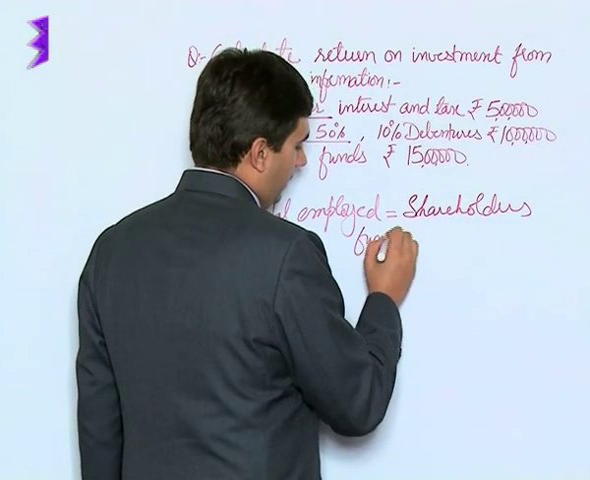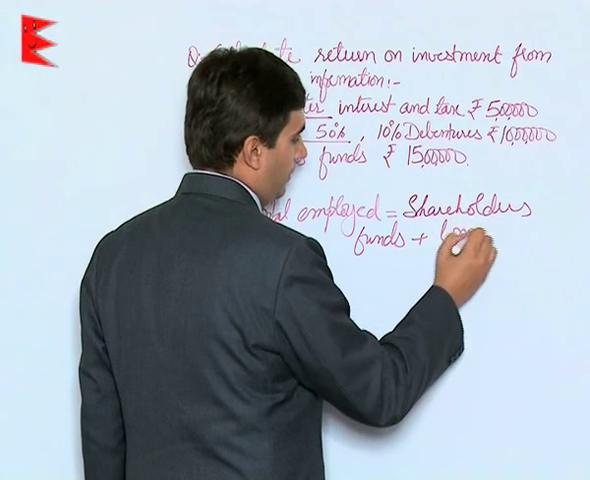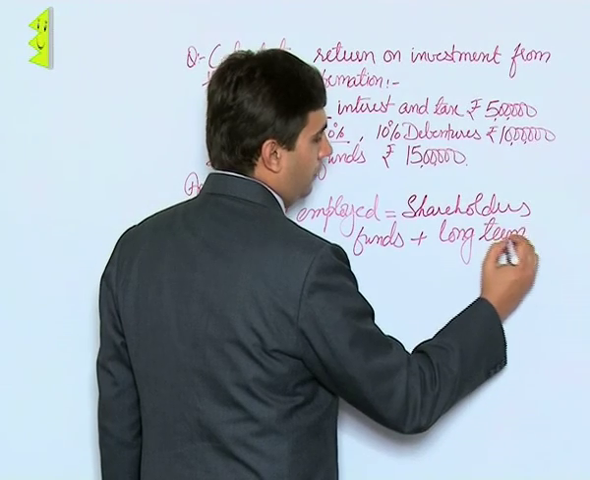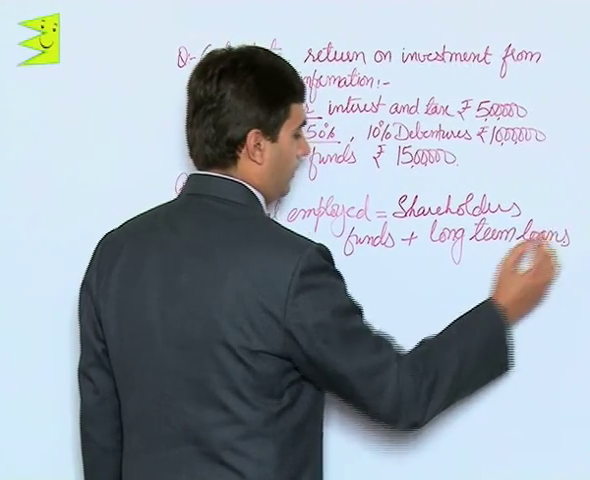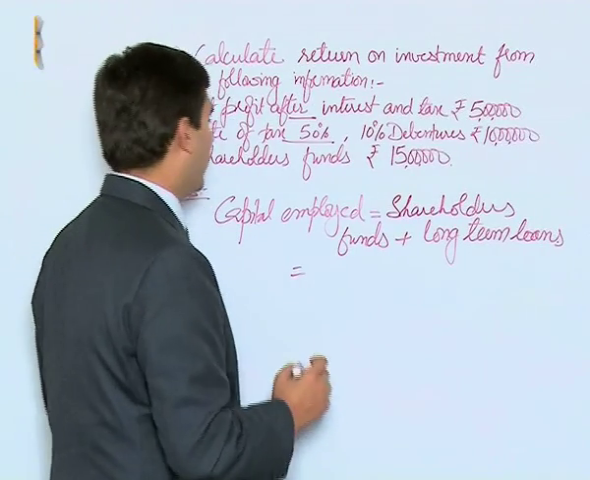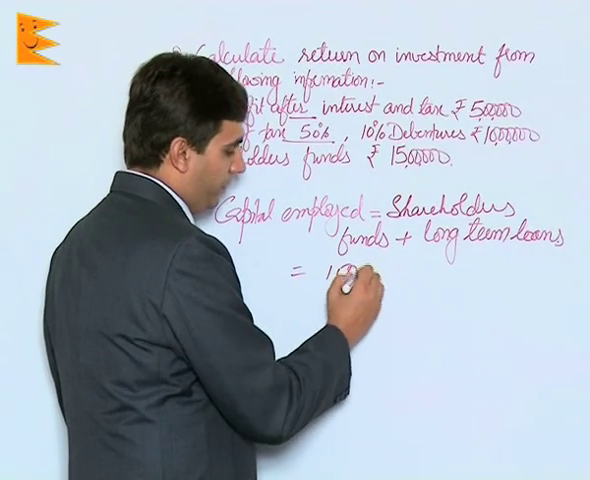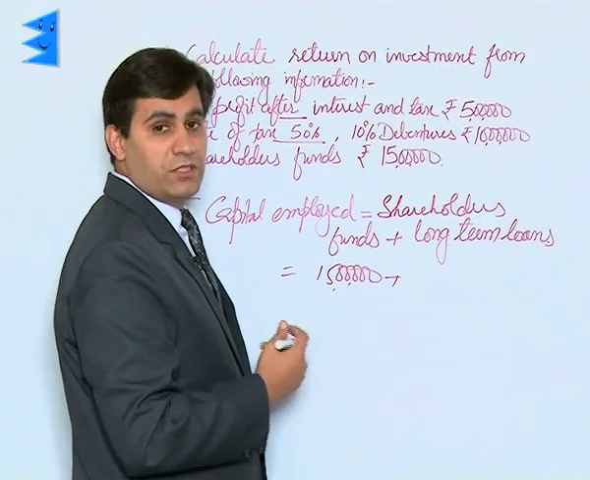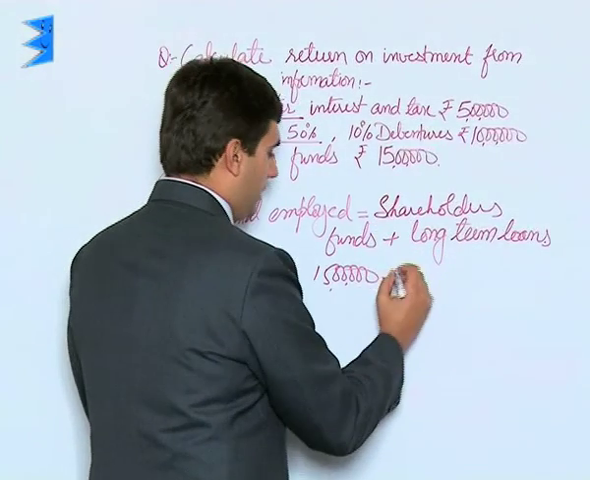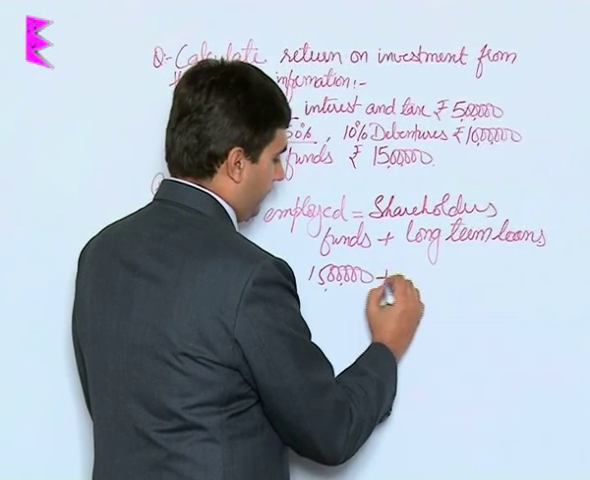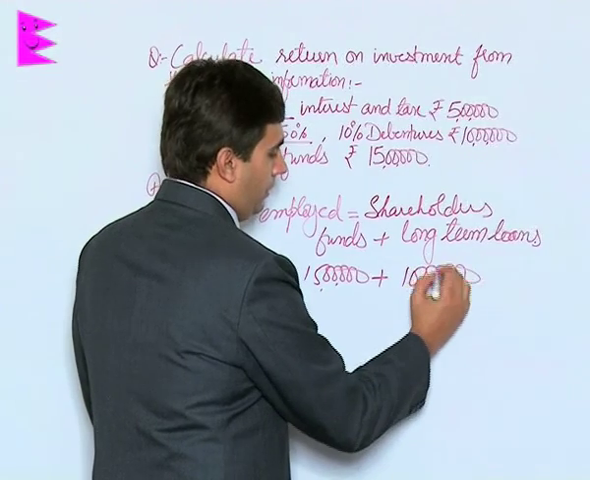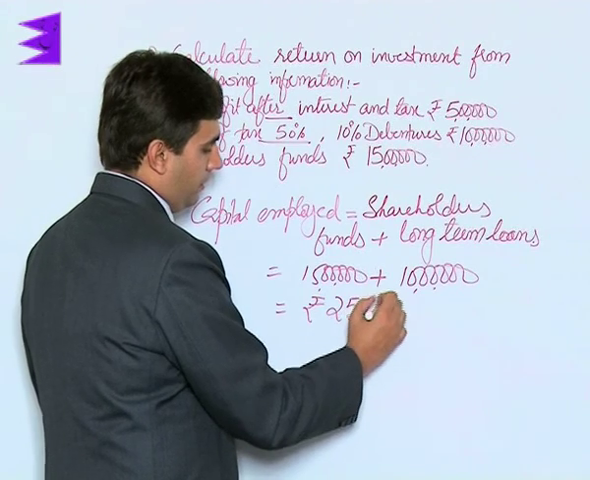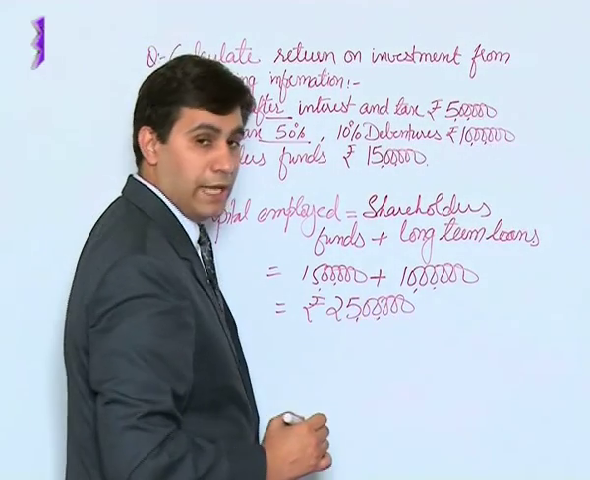Shareholders funds plus long term loans. Shareholders funds include or have a value of 15 lakh. It is clearly mentioned in the question. And the long term loans include debentures. So for long term loans, we will add debentures of rupees 10 lakh. Capital employed is rupees 25 lakhs.